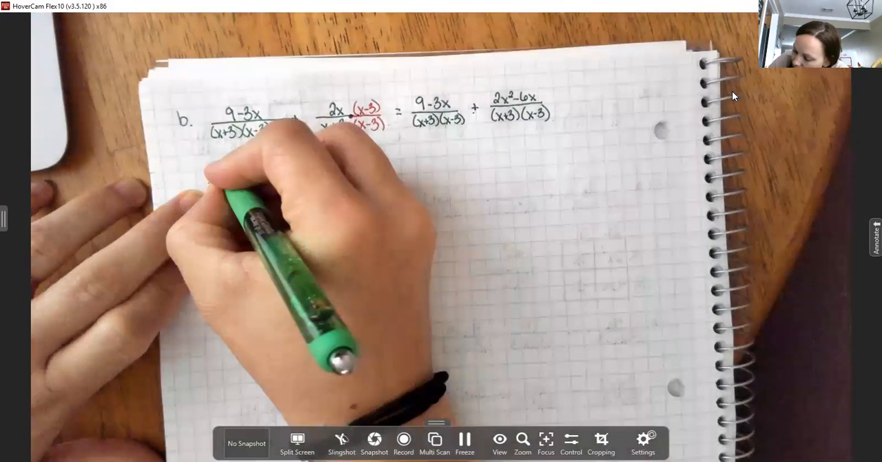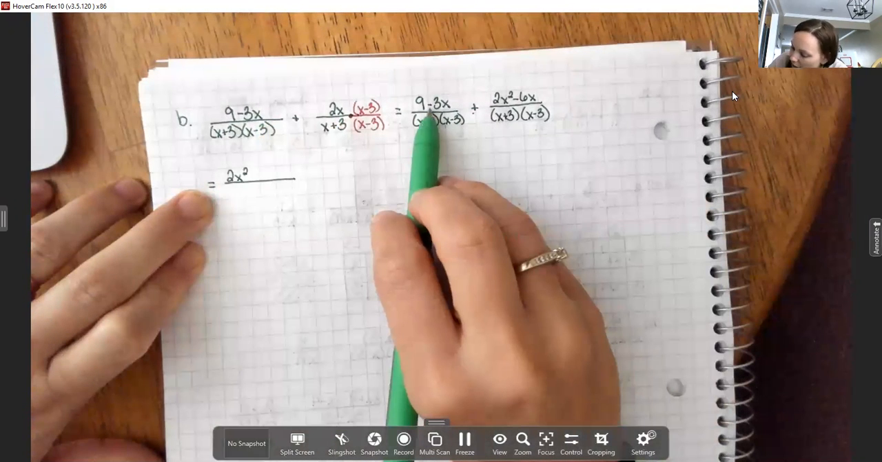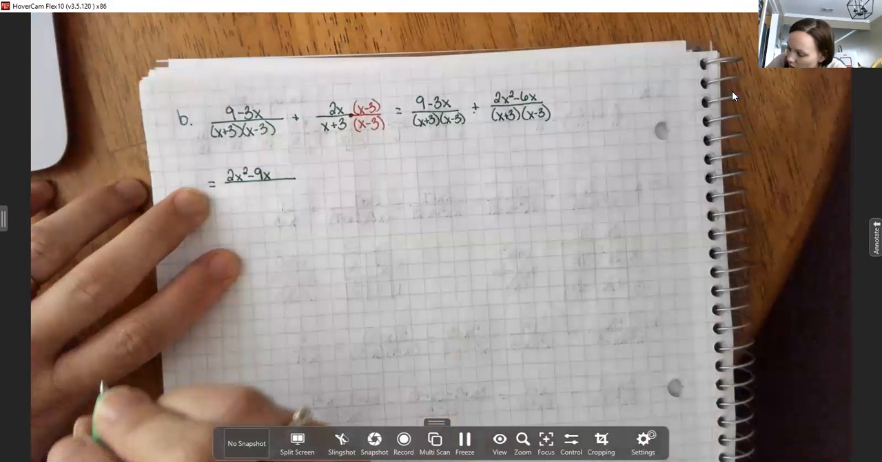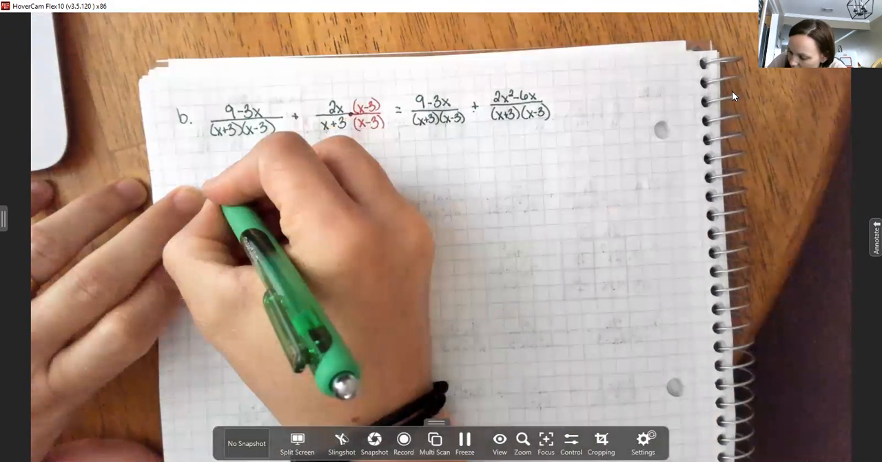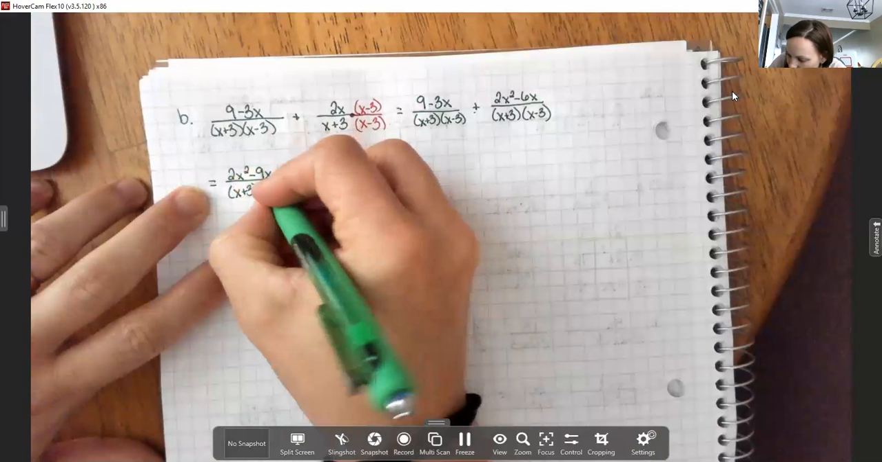So I get 2x squared minus 9x plus 9, divided by x plus 3 times x minus 3.